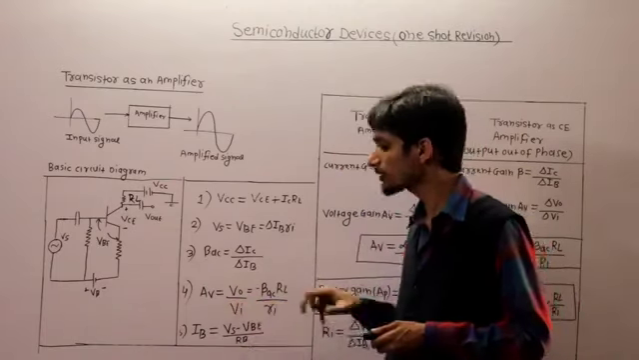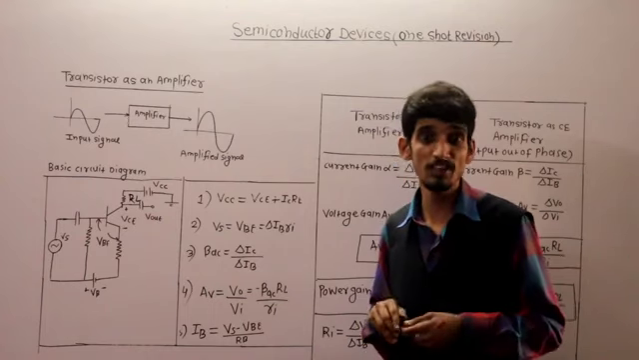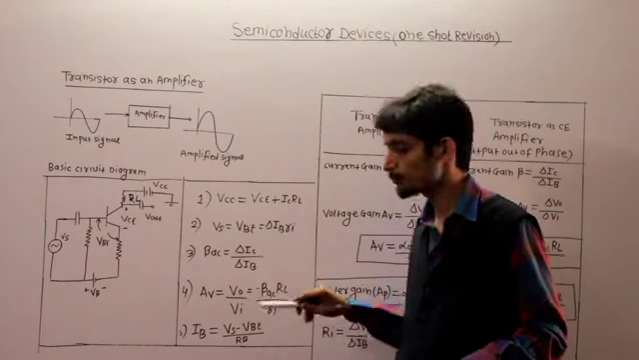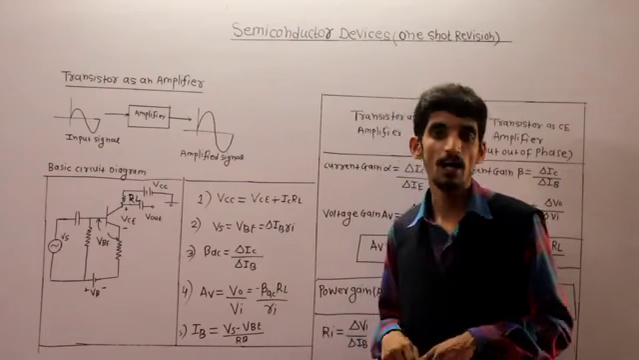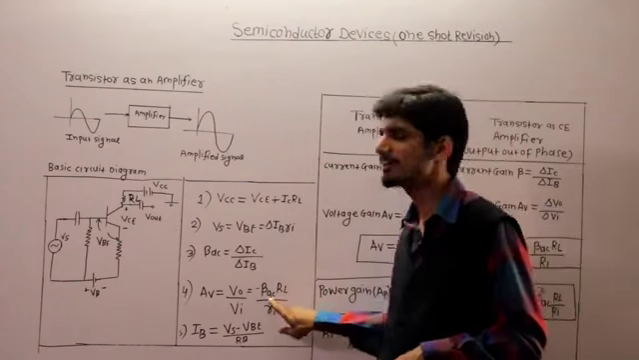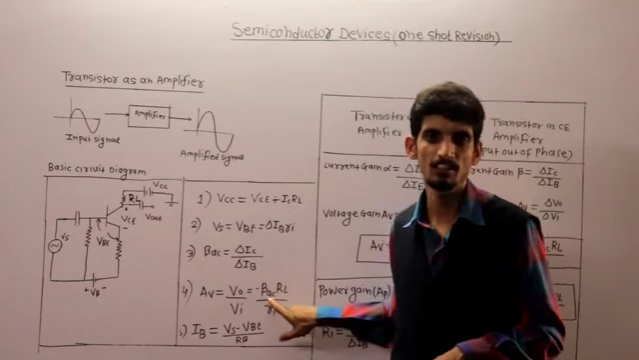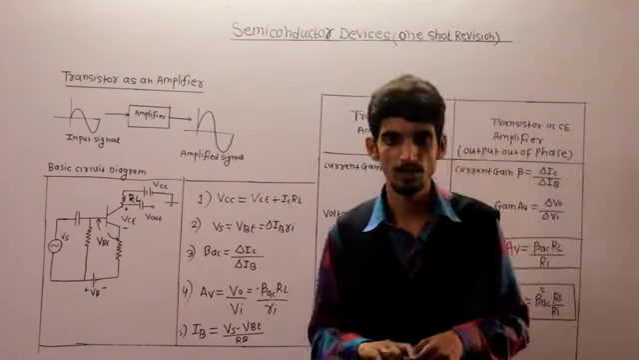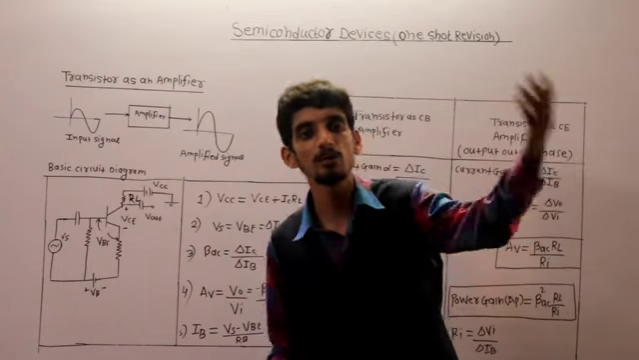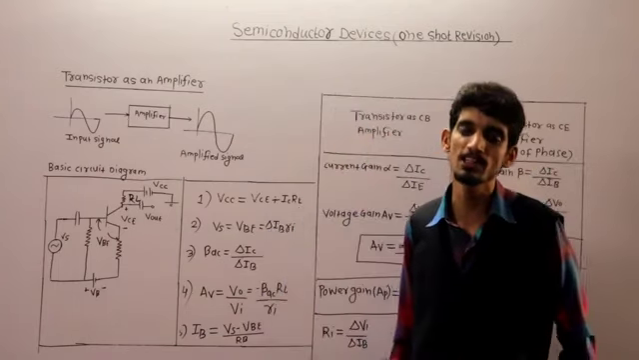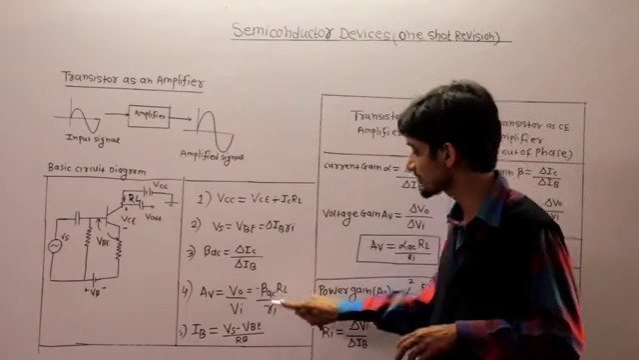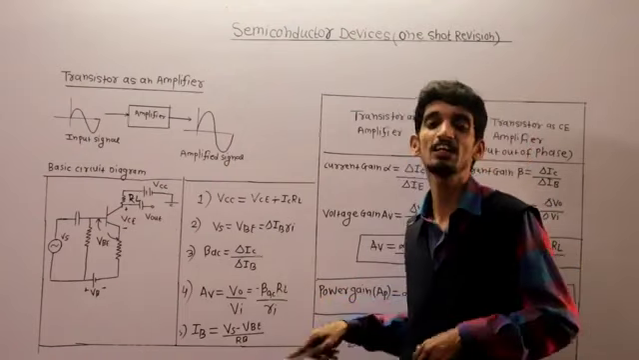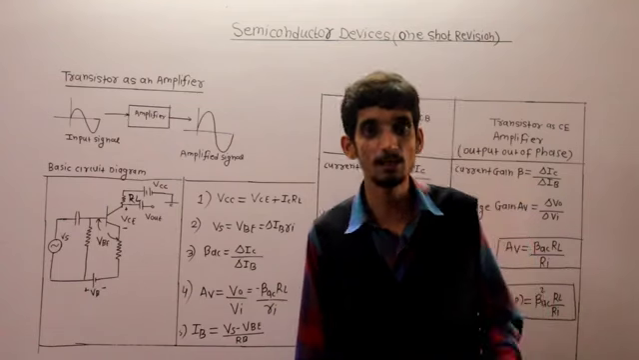Then the voltage gain of a transistor, whenever it is operating as an amplifier, is output voltage upon input voltage, which is equal to minus beta AC RL by Ri. It can be written as current gain into resistance gain. Gain means output by input. On the output side the resistance present is the load resistance, on the input side the resistance present is Ri. So the ratio of these two is the current gain into resistance gain, RL by Ri.